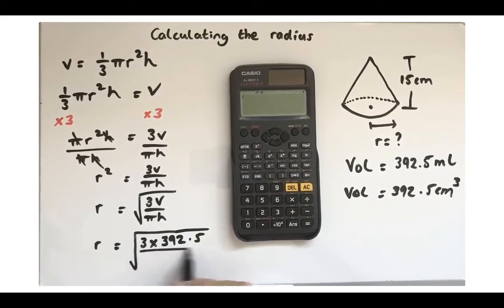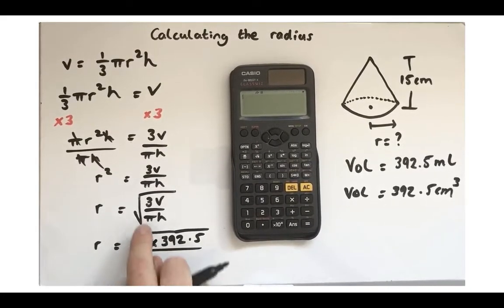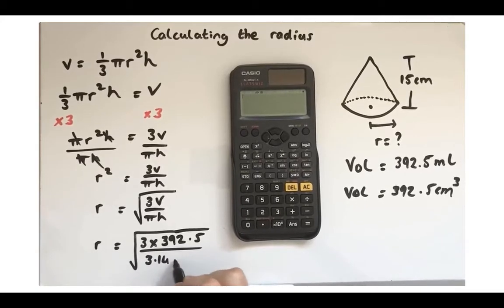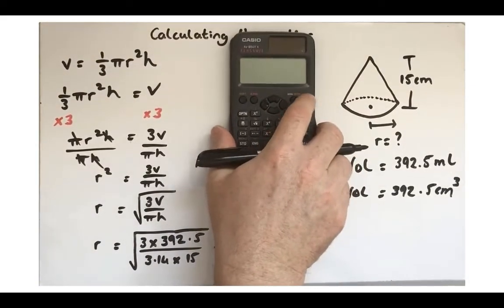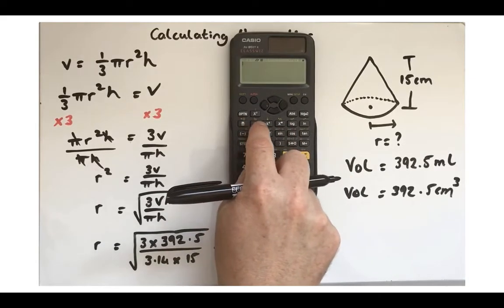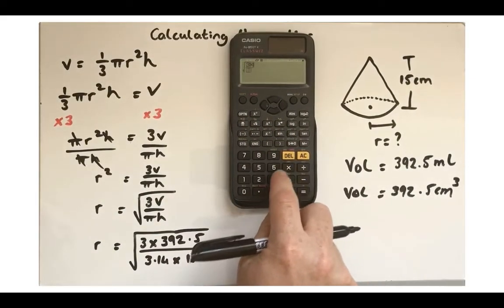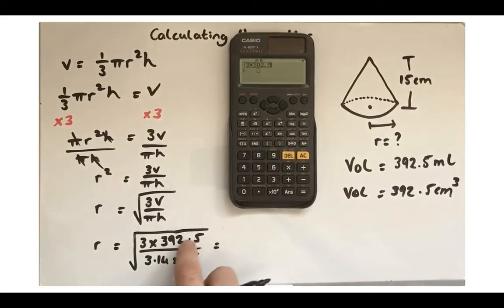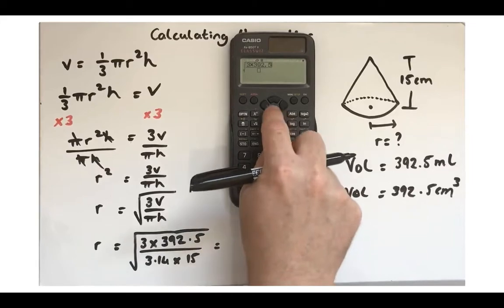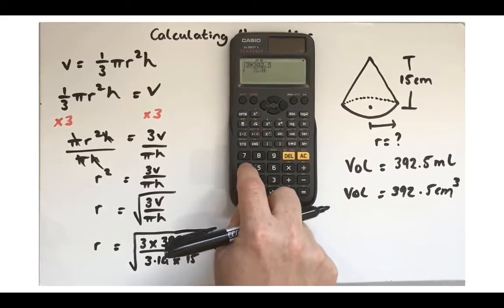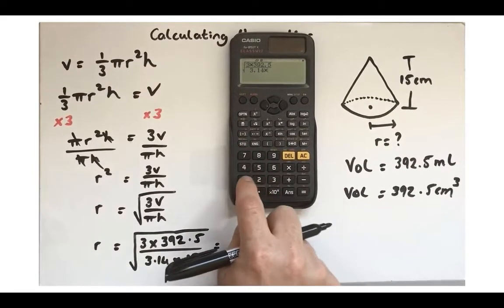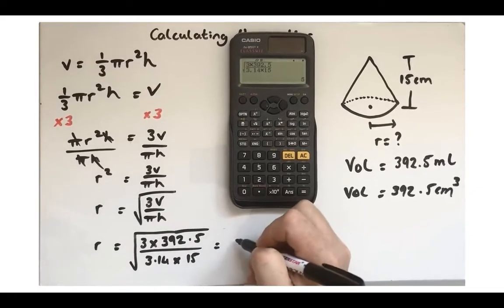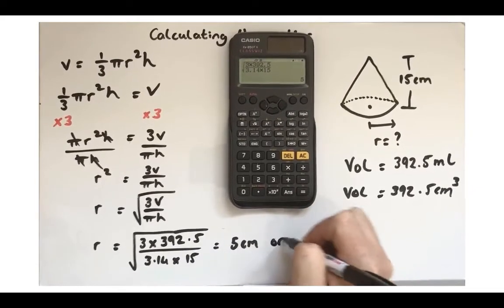3 multiplying 392.5 dividing by, now you can either use the pi button here, or you might choose to use 3.14. I'll show you both ways. If we use the 3.14, substituting into the calculator, square root button first, fraction button next, numerator 3 times 392.5, exactly the same, 3.14 multiplying 15, the height, equals 5. Now 5 centimetres, nothing to round there.